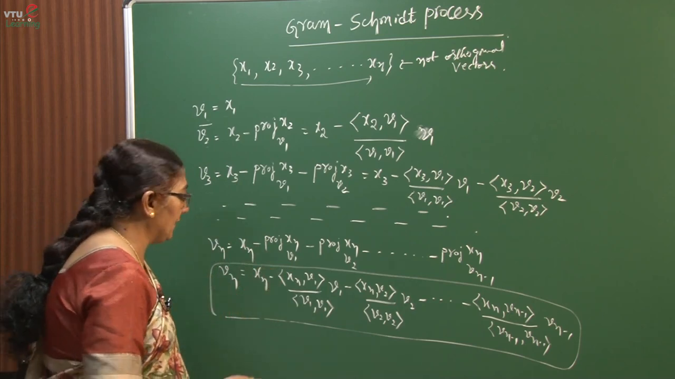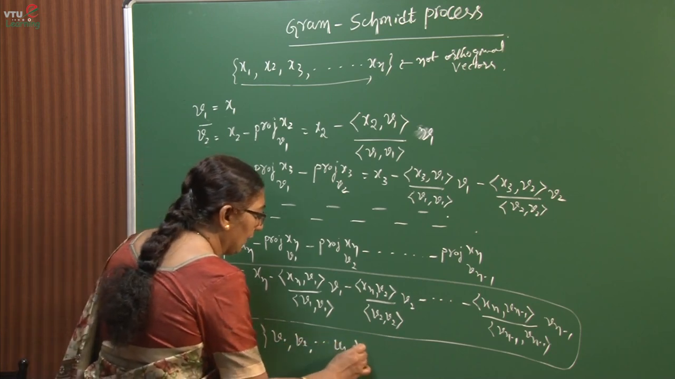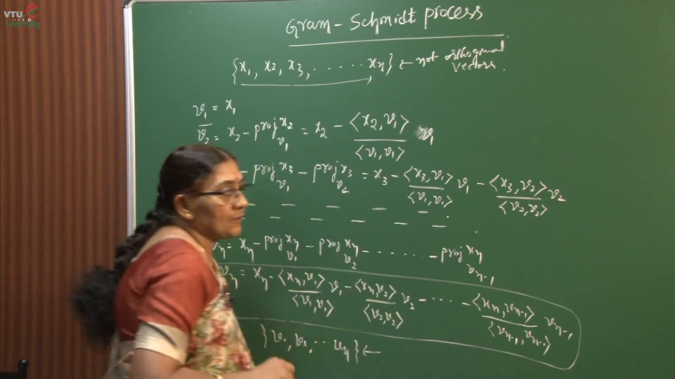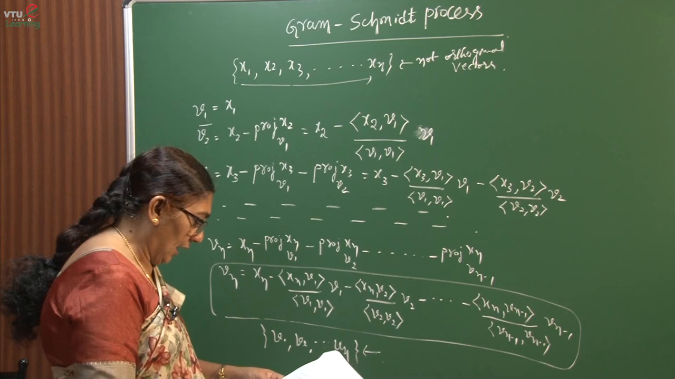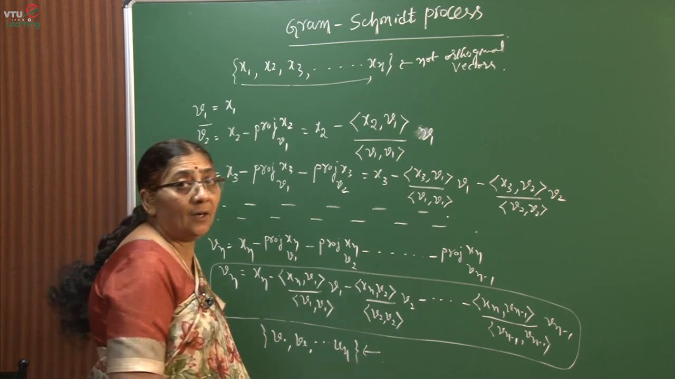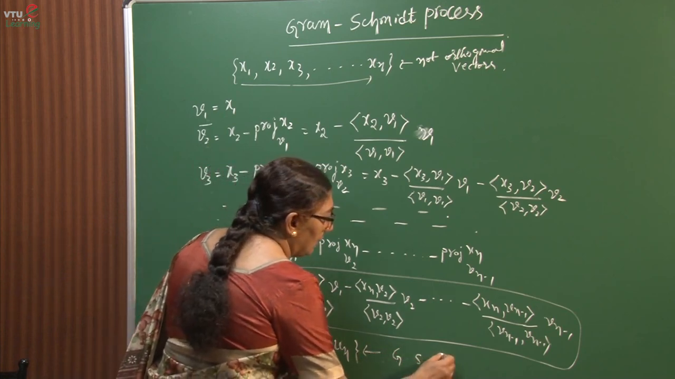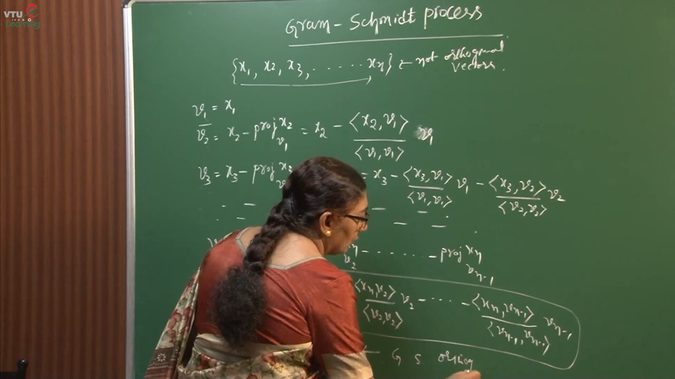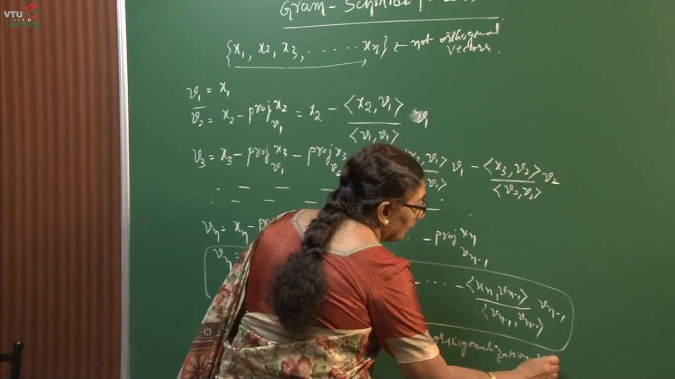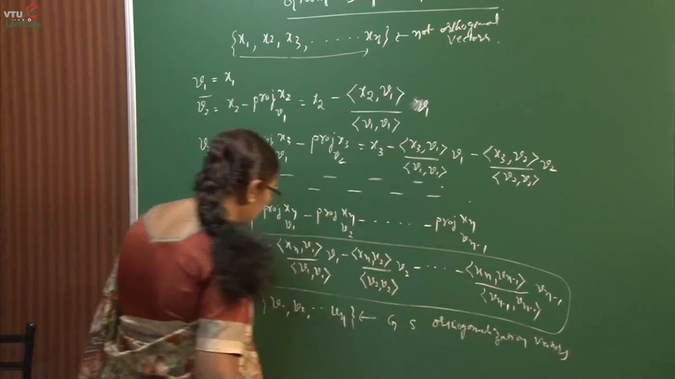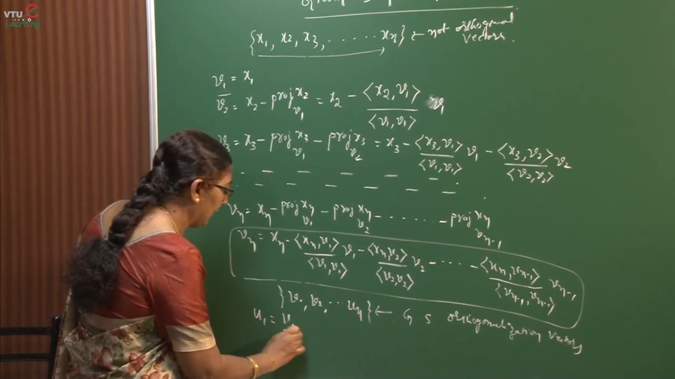Now, once you calculate this sequence of vectors V1, V2, up to Vn from the Gram-Schmidt process, we get orthogonal vectors. These vectors are called Gram-Schmidt orthogonalization vectors. And next, once you normalize, U1 must be equal to V1 divided by the norm of V1.